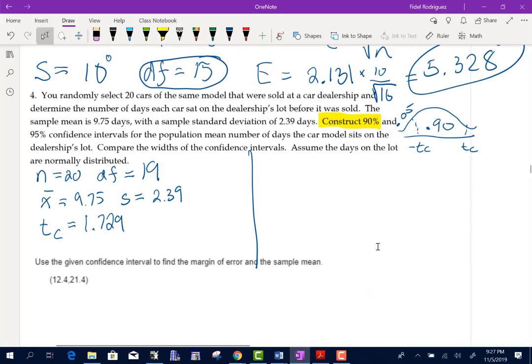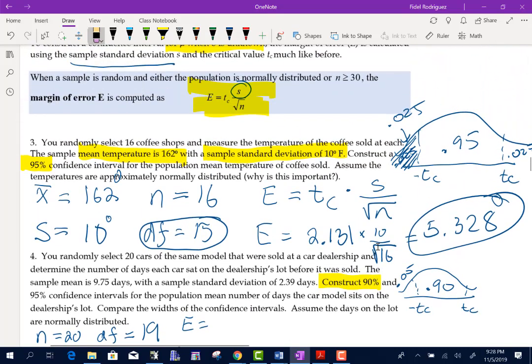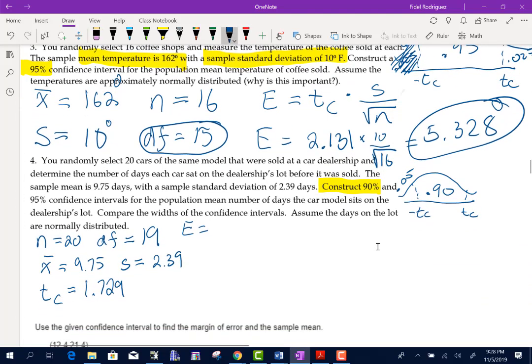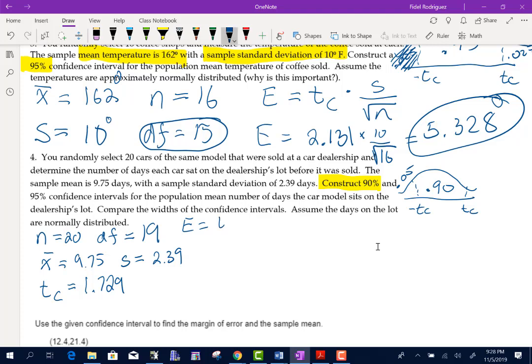All right, let's find our error. It's the 90% one, right? I haven't gone on to the next part yet. I'm going to get there in a little bit, but I'm going to do the error first. So all I'm going to do here is copy down the formula for my error, which is the TC times the s. So we're going to go TC times s divided by the square root of n.